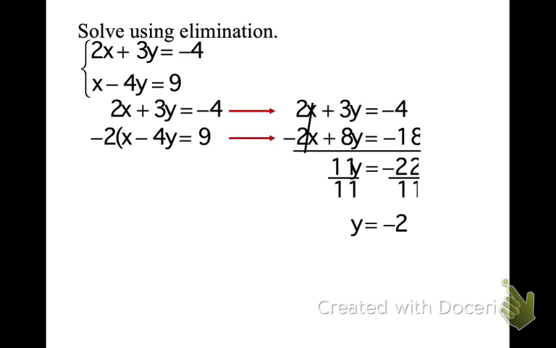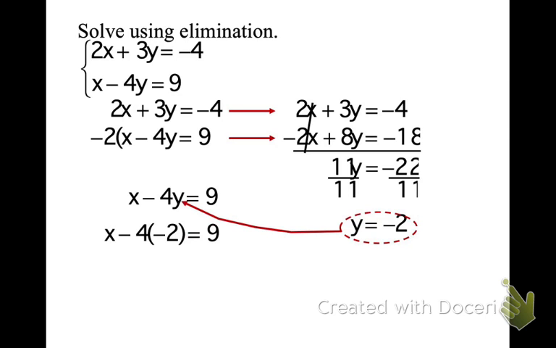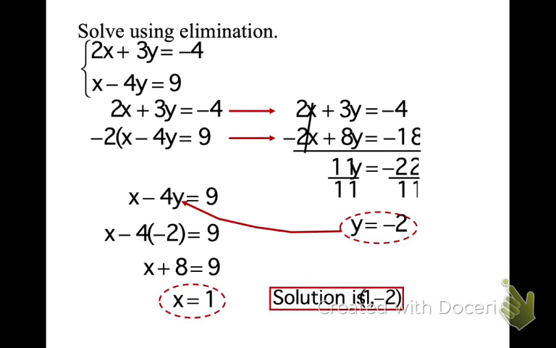Now I get to go back to either original equation. I'm going to take the second one. It looks a little easier. And I get x minus 4 times negative 2 equals 9. So x plus 8 equals 9. And now I'm subtracting an 8. X is equal to 1. Okay, so the ordered pair is 1 comma negative 2.